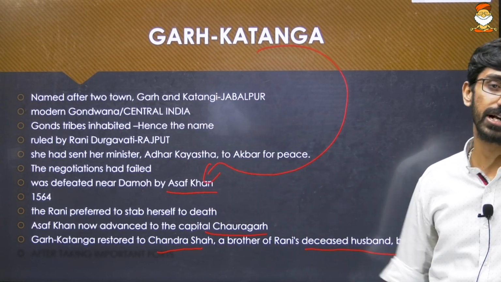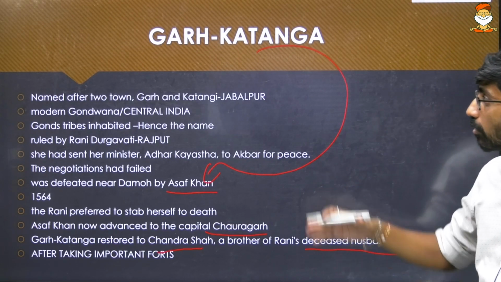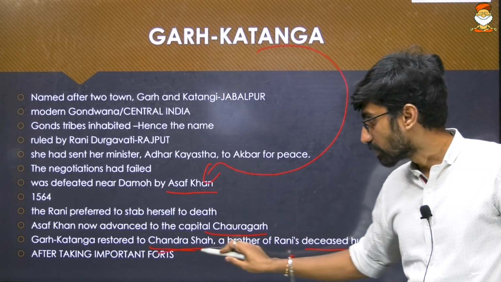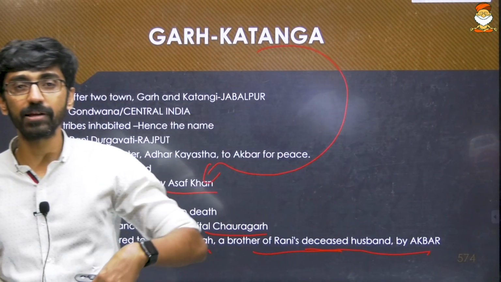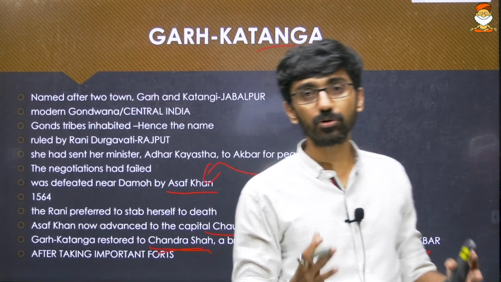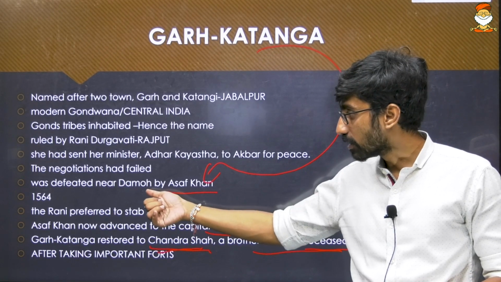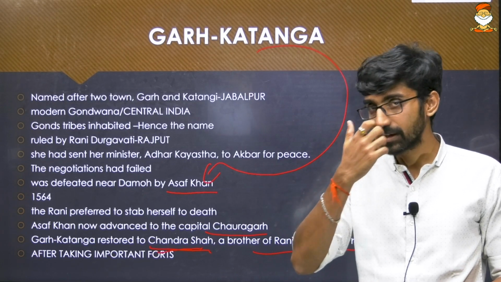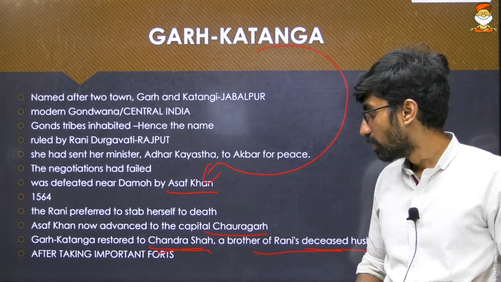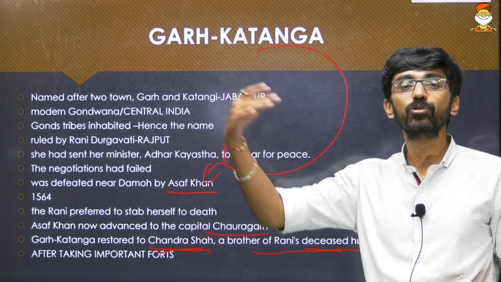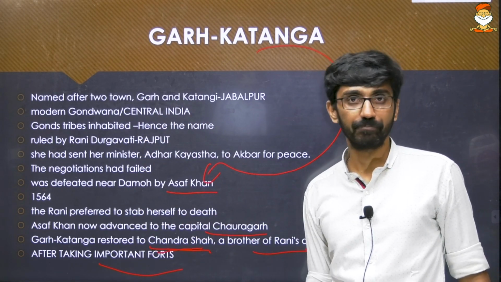Now it was ruled under the suzerainty of the Mughals. After taking the important forts, the Mughals placed this kingdom under Chandra Shah, the brother of Rani Durgavati's husband. So this is how this place also came under the supremacy of the Mughals. First they tried to negotiate, that failed, and the Rani got defeated at Damoha by Asaf Khan, and she stabbed herself to death. Then the Mughal army advanced towards the capital. It was restored to the Rani's brother-in-law Chandra Shah, and later this kingdom accepted the supremacy of the Mughals. And the Mughals took all the important forts of this kingdom, because it is around Jabalpur in central India.